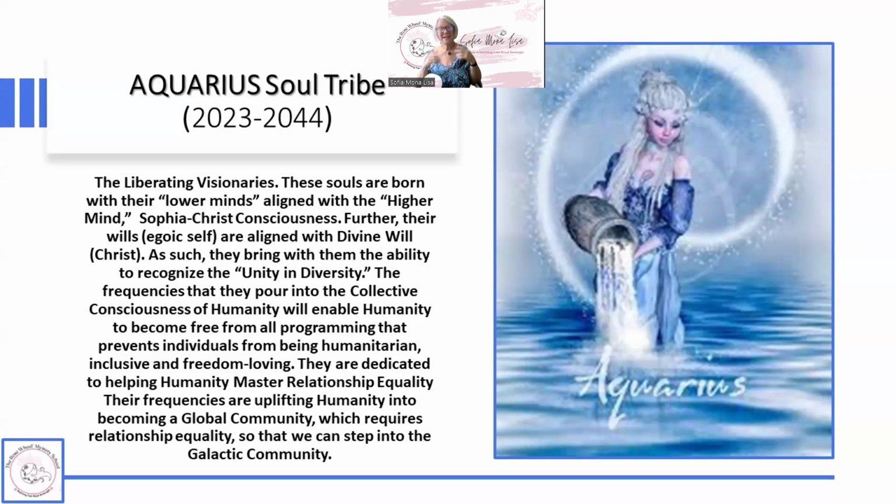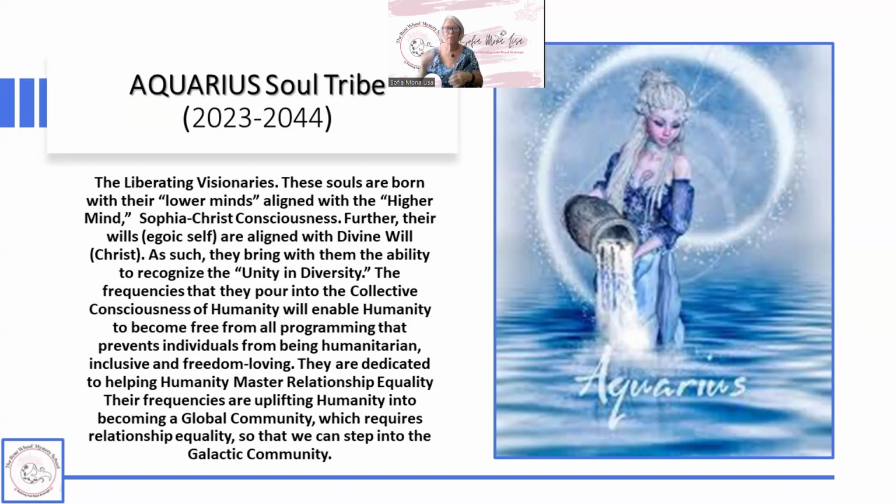This latest and greatest is a part of the Renaissance of humanity that Saima is speaking to in that discourse that she did on April 9th about what's been happening since December through up to the next couple of months. Okay, these souls are born with the lower minds, right? That's the egoic mind aligned with the higher mind, the Sophia-Christ consciousness. Further, their wills, right? The egoic will is aligned with divine will.